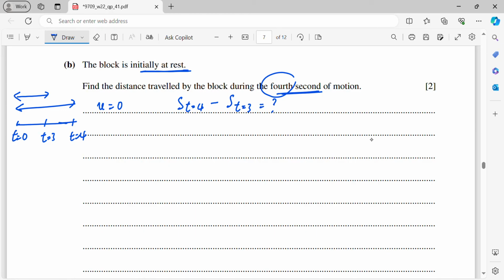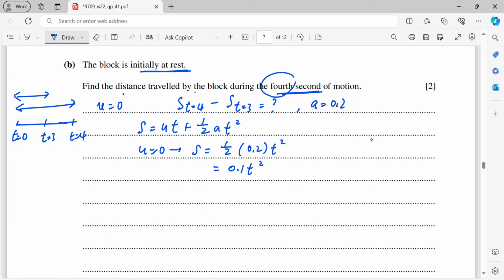Alright, so now since it involves U, S, and just now you were given the A, the A was 0.2. Then I will just use the formula S equals to UT plus half AT squared. So when U equals to 0, that means now your S becomes half 0.2 T squared. That is going to be 0.1 T squared. This is my simplified distance formula.